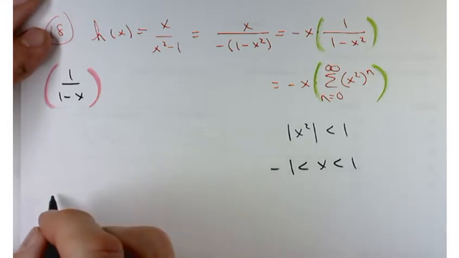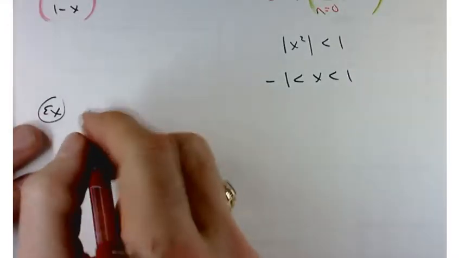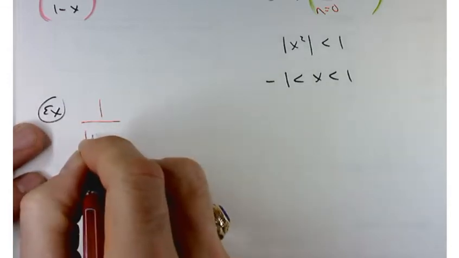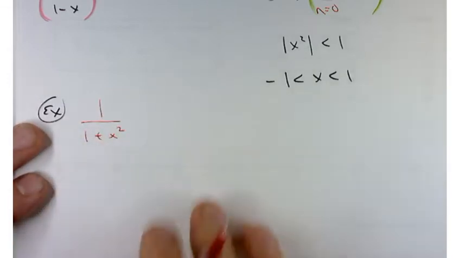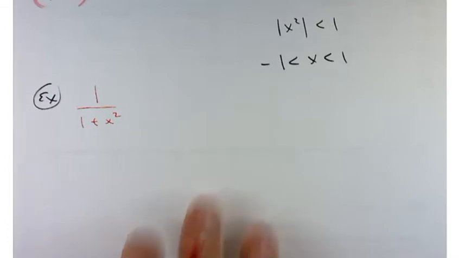Let's find a series, for example, for 1 divided by 1 plus x squared. You find the series for that one.